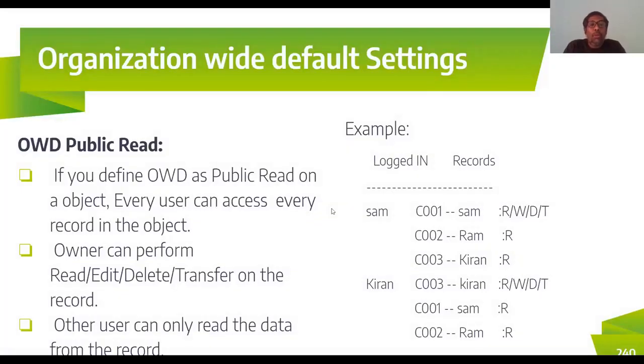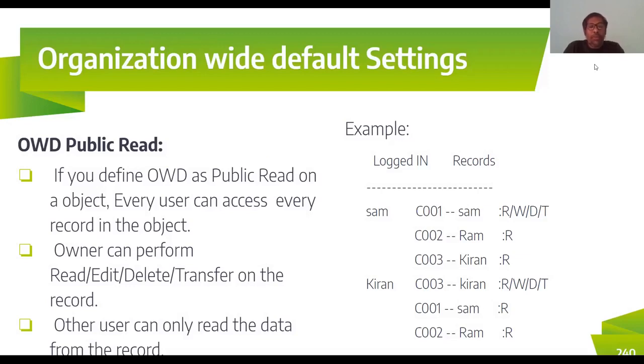Only the owners will have access to their own records, not the others. Coming to OWD read only: with public read only on an object, every user can access every record in the object. They can see the record. That is what read only means: they can view the record, not more than that. Only the owner can perform read, edit, delete and transfer on the record. Other users can only read the data from the record.